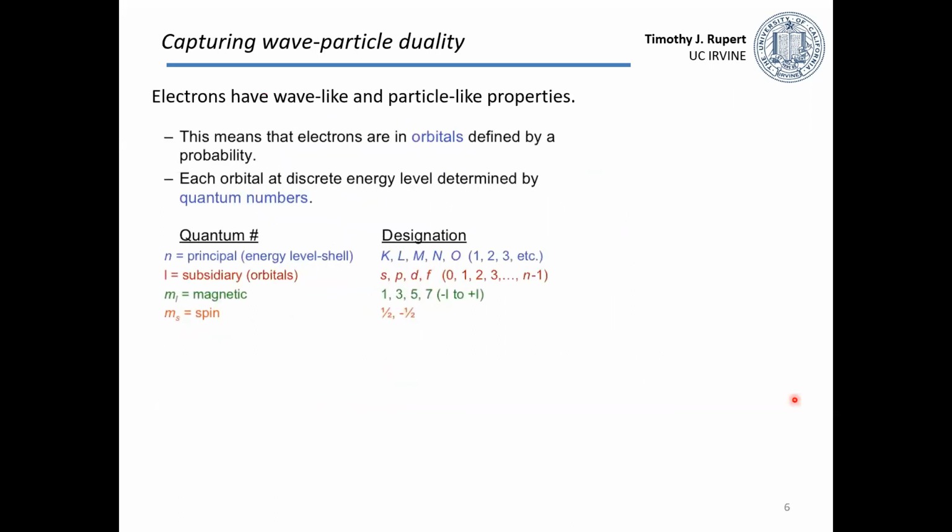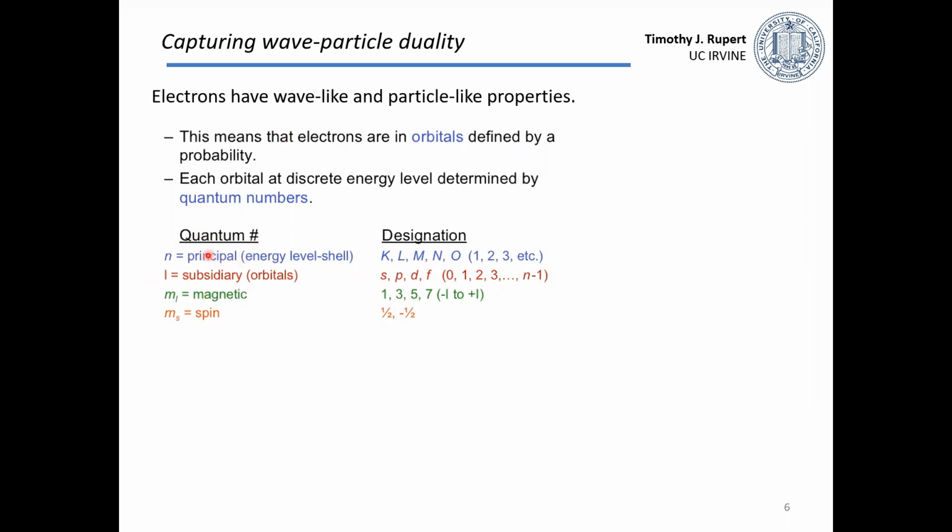Over time, physicists have improved their description of the atom. One thing they've done is refine these models to make sure that they're capturing the wave-particle duality of the electrons that are part of the atom. What this means for our discussion here is that instead of just saying that the electrons are at one distance from the nucleus, they're actually defined by orbitals that describe the probability of the electron being in a specific location at a given time. And then we describe these orbitals with quantum numbers.